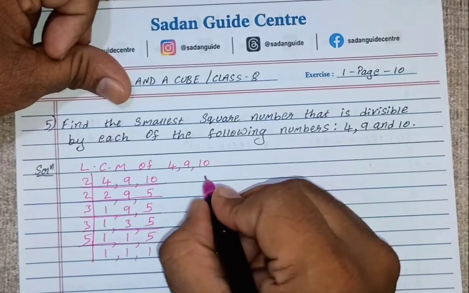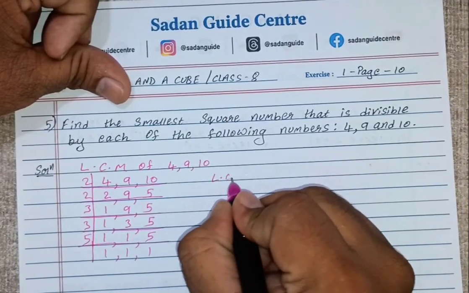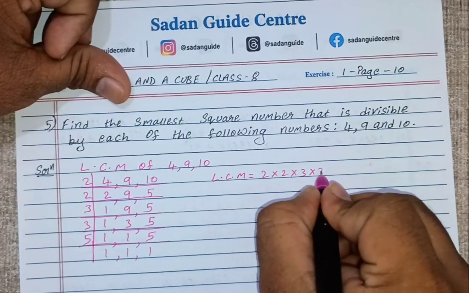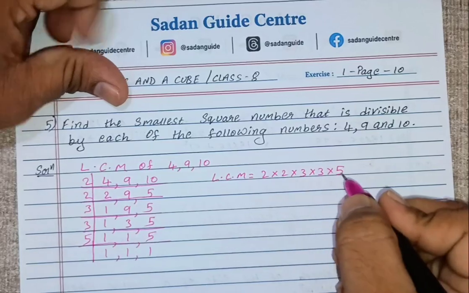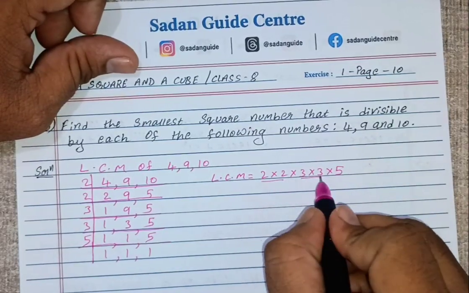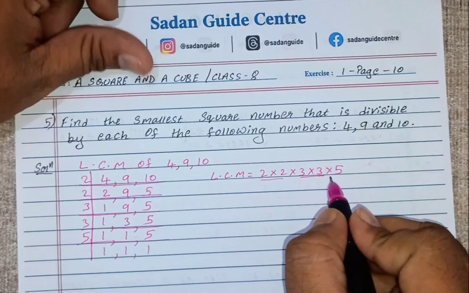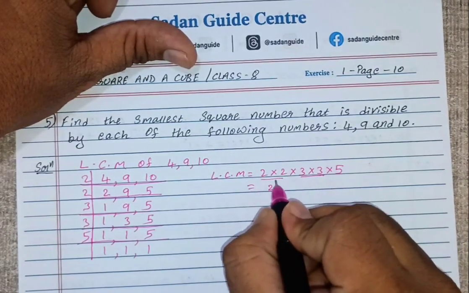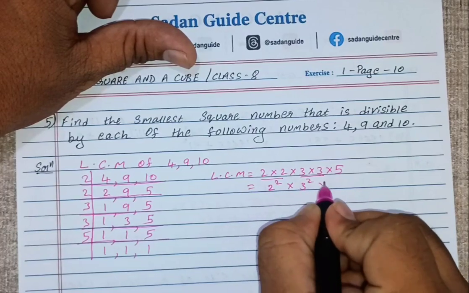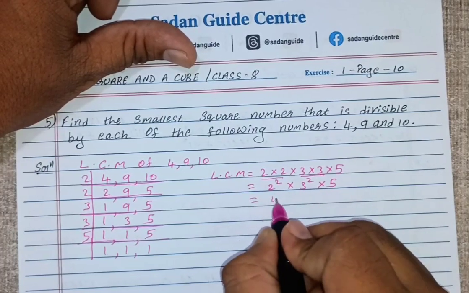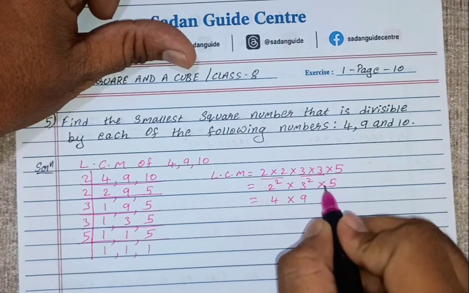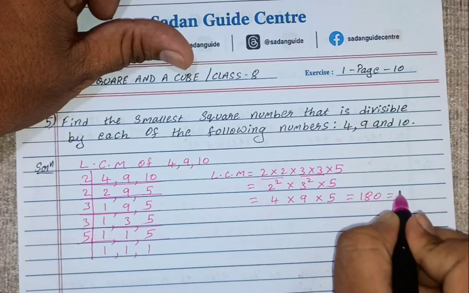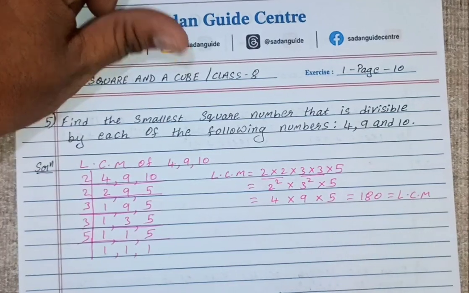So we get the LCM equal to 2 into 2 into 3 into 3 into 5. That means 2 and 3 are both in pairs, whereas 5 is not in a pair. So we write it as 2 square into 3 square into 5. 2 square is 4, into 3 square is 9, into 5, which is equal to 180. That is your LCM.